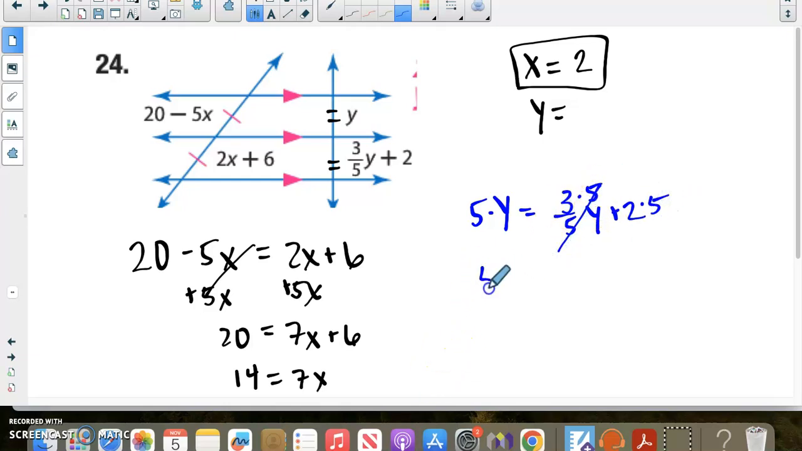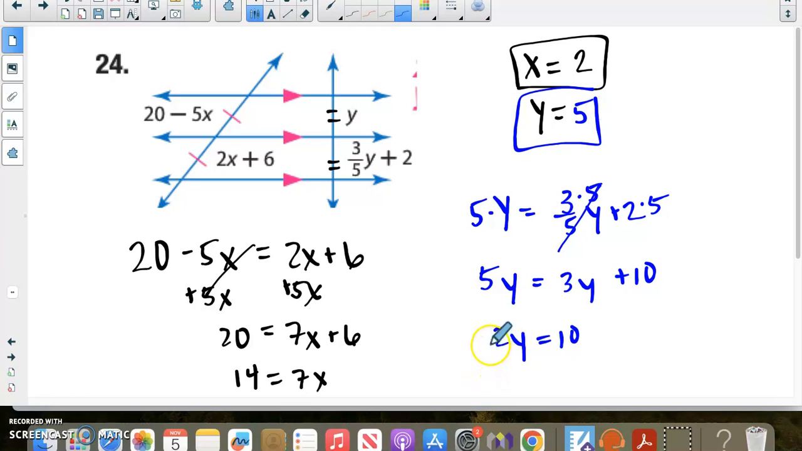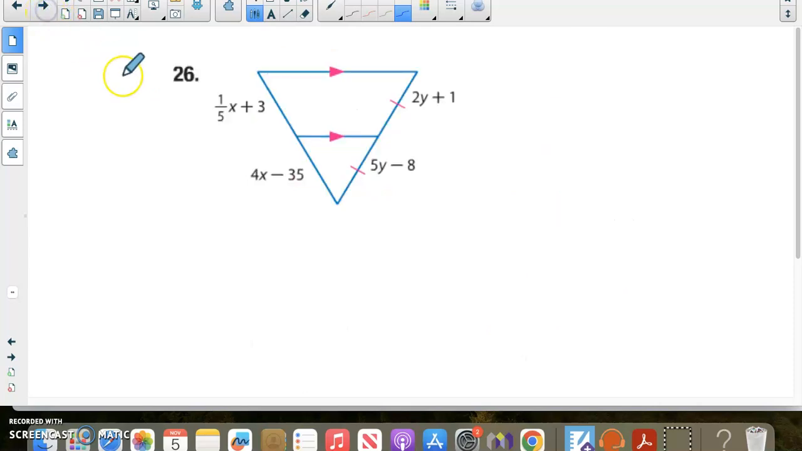So that cancels out. So we have 5y is equal to 3y plus 10. Subtract the 3y over, so we get 2y equals 10. y is equal to 5. Ta-da! Again, pause the video, rewind as needed. And let's move on to the next example.